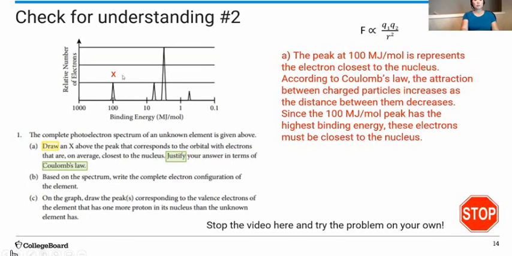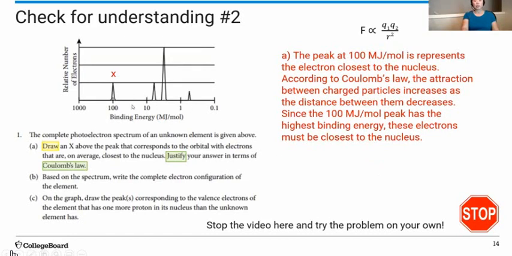Hopefully you put an X above the peak that was at 100 megajoules for its binding energy. And again, the question says to justify your answer in terms of Coulomb's law. So then I put a little summary of Coulomb's law that says that the attraction between charged particles increases as the distance between them decreases. And again, just stating Coulomb's law isn't enough. You need to take your answer and tie it back to Coulomb's law. So then the last thing that I described here was, since this peak has the highest binding energy, that means these electrons must be closest to the nucleus.